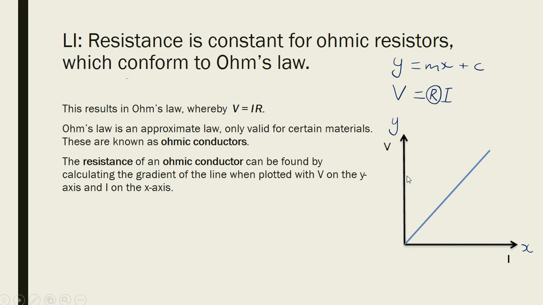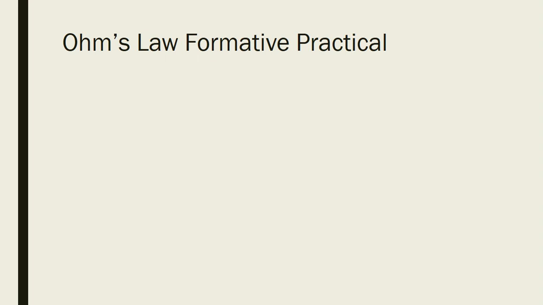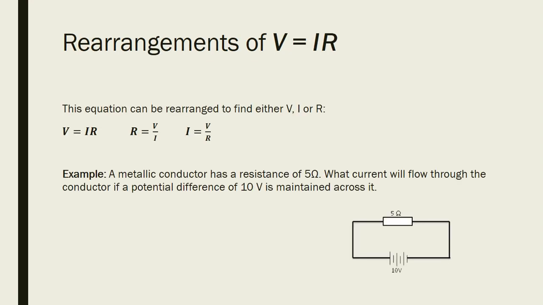So later on in a formative prac and in your summative prac, you're going to be changing the voltage, measuring the current using an ammeter, and plotting some data. You're going to be drawing a line of best fit and calculating the gradient. And that gradient gives you the resistance of an ohmic conductor. Now, I'm not going to get you to do the formative prac now, I'm going to get you to do it on Thursday.